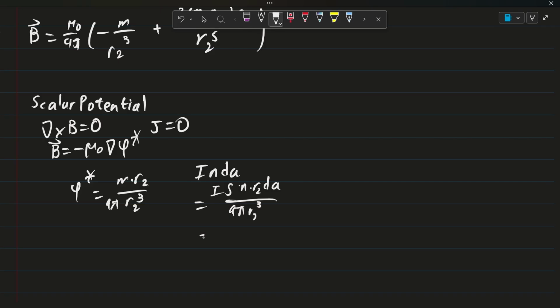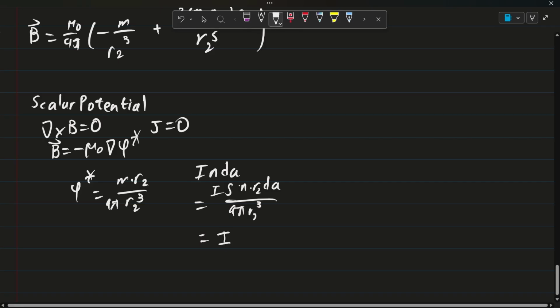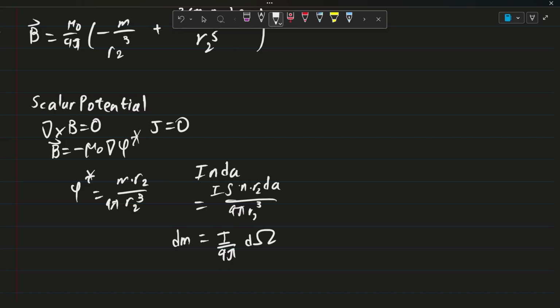So therefore, what you could actually obtain is I over 4 pi times the solid angle, omega, and this is for each of the small dm's. So if you sum up the entire magnetic dipole moment, you would get this to be I over 4 pi of the solid angle. Well, it is technically negative to be precise because of the conversion from r2 towards the r vector.